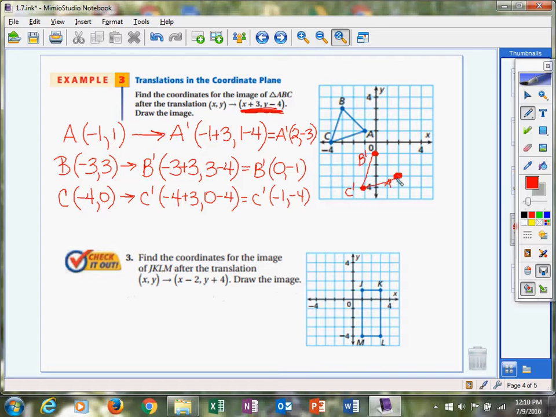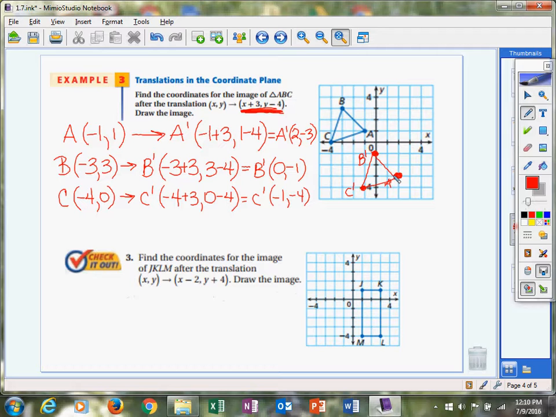Okay, and your book says, hey, get a straight edge and connect them. As long as you're not staring at your pencil tip, you will draw a straight line between your letters. Okay, put your pencil on C and look at B prime and draw there. Okay, so this is a translation. So we went right 3 and down 4 for each of the points. Okay, so you can calculate it algebraically that way.